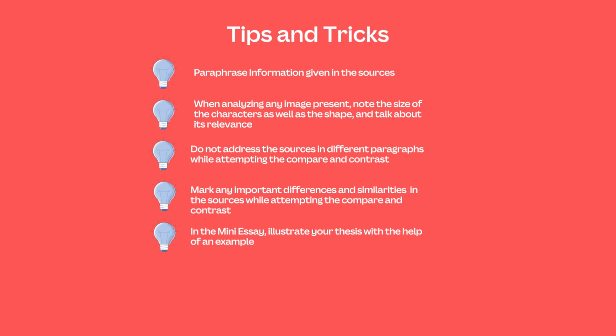For example, to talk about similarities between two sources, you would address it in one paragraph, while you would address the differences between the sources in another paragraph. And when you attempt to compare and contrast, mark the important differences and similarities in the sources, so you don't have to think while writing and waste valuable time. When you're writing a mini essay, illustrate your thesis with the help of an example. For example, if you agree with a particular topic given, you give an example, or if you disagree, you give another example, either from the source or from your own knowledge.